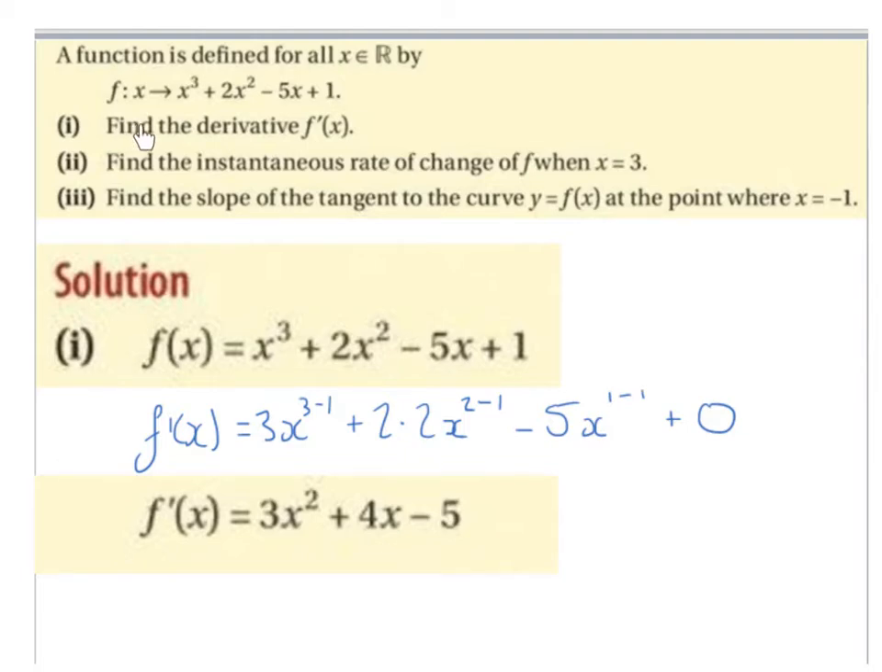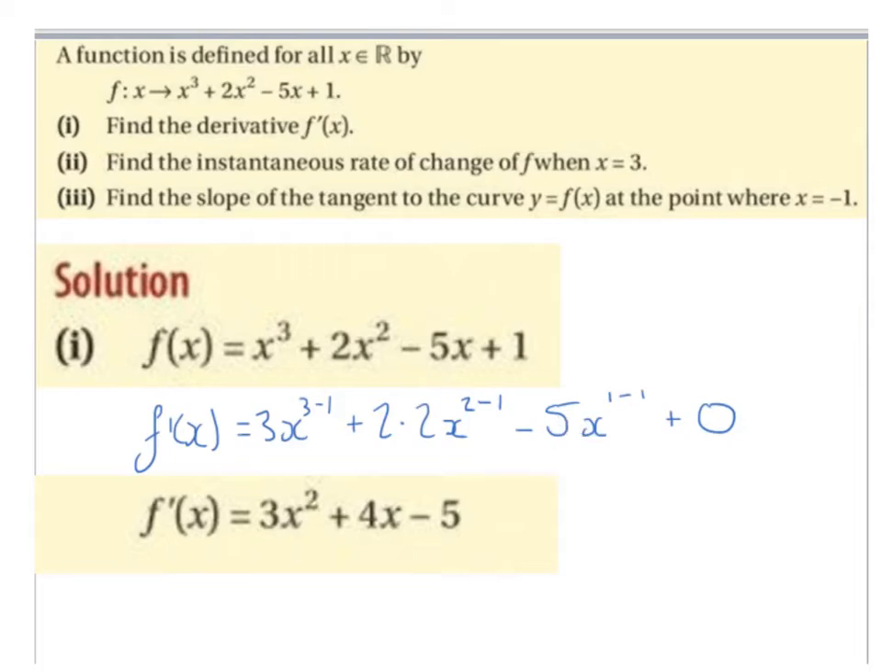So part 1, find the derivative f prime x. So our function is f of x equals x cubed plus 2x squared minus 5x plus 1. So f prime x will be 3x to the power 3 minus 1. So what I did was I brought the 3 down in front, and I've reduced the power by 1. Plus 2 times 2x to the power 2 minus 1. So again, I brought that power down in front, so 2 times 2, and reduced the power by 1.